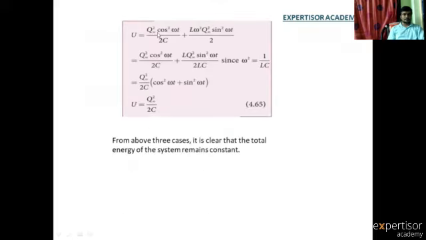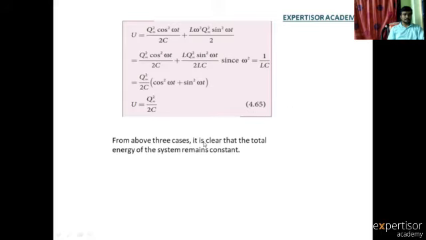So that is equal to Q square cos square omega t by 2C plus L omega square Q square sin square omega t by 2. So here Q square cos square omega t by 2C plus L Q square sin square omega t by 2LC, since omega square is equal to 1 by LC. So Q square by 2C into cos square omega t plus sin square omega t. This is equal to 1. So here U is equal to Q square by 2C.